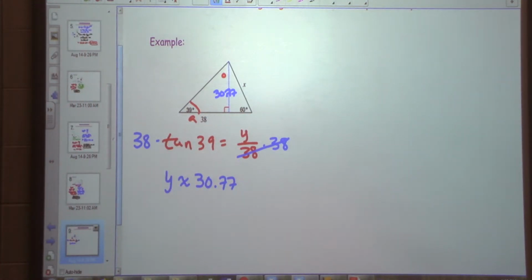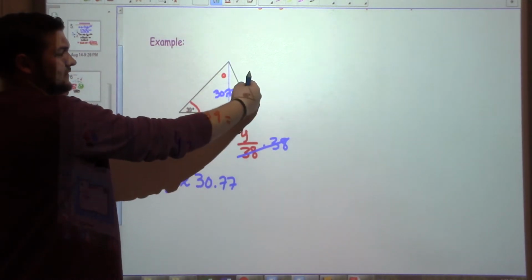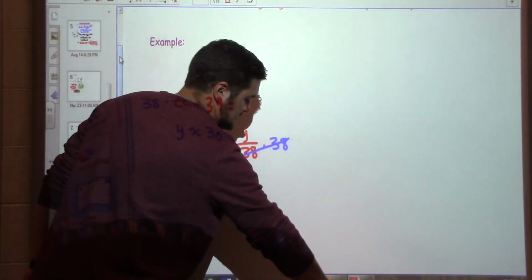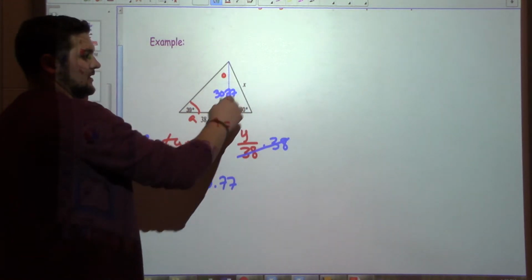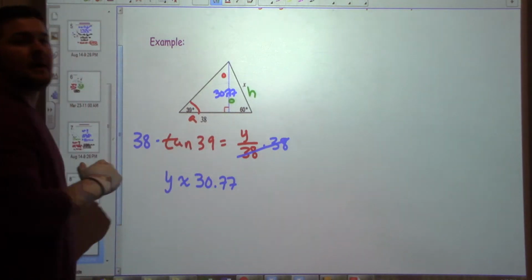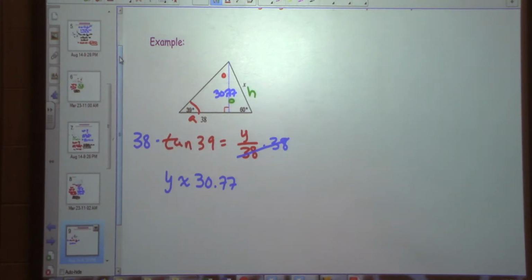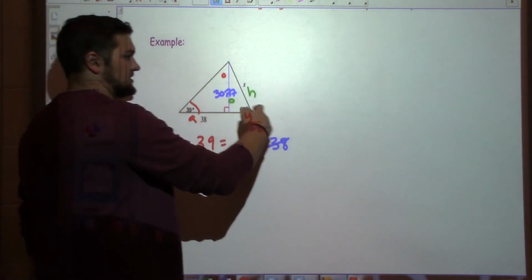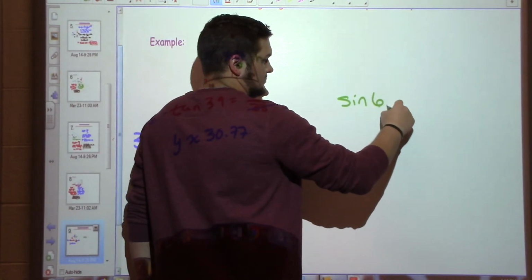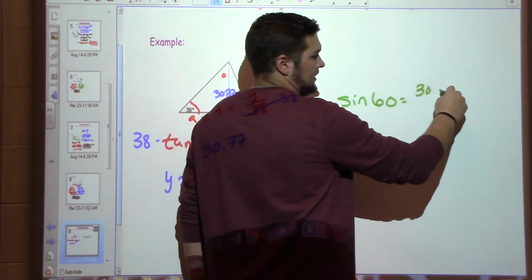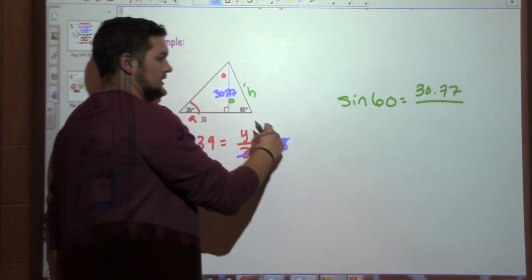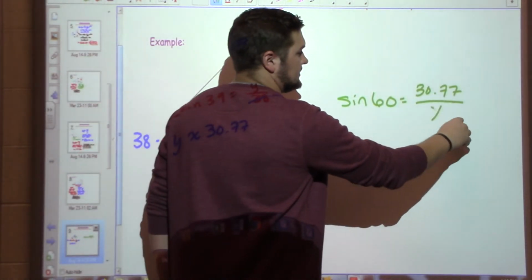So now I can use trig on my right triangle on the right, so I can find that x value. If I use 60 degrees, 30.77 is my opposite. X is the hypotenuse, right? It's across from the 90-degree angle. So Levi, if I'm using opposite and hypotenuse, which trig value should I use? Sine. So sine of 60 equals the opposite, 30.77 over the hypotenuse, which is x.